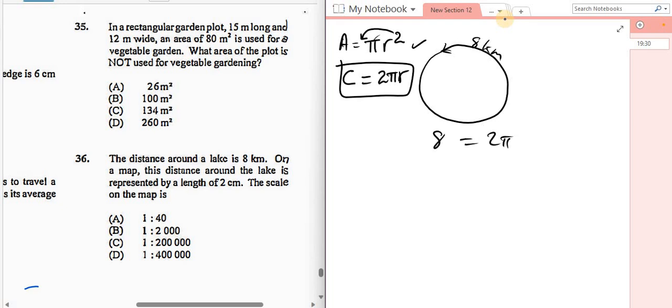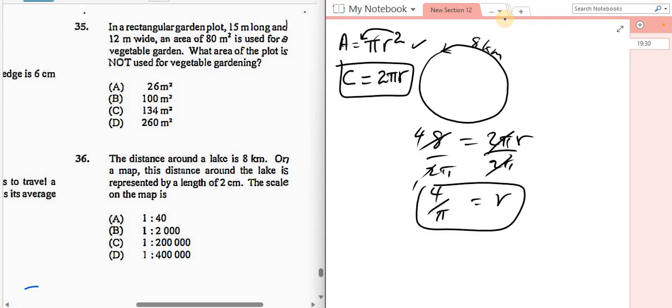8 equals 2 pi r. What would be the length of the radius? If you want to find the radius, divide by 2 pi, right? R equals... 2 goes once, and 8 goes 4 times, so it will be 4 over pi. And they will leave the answer like that for you to choose from, just in case they ask something like that. But this one is not going to be necessary for us to work this out.